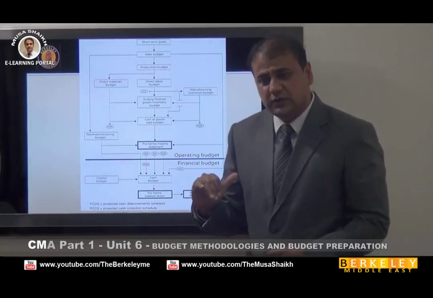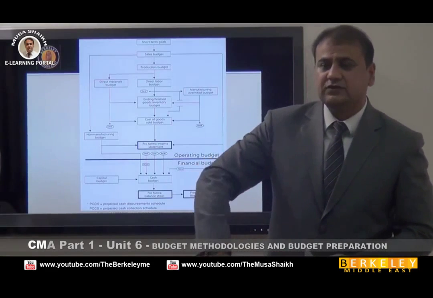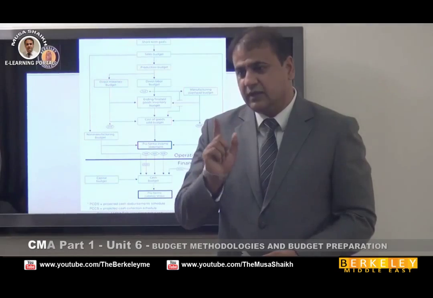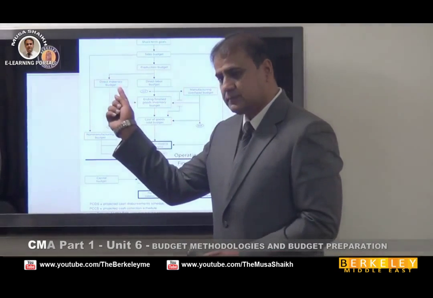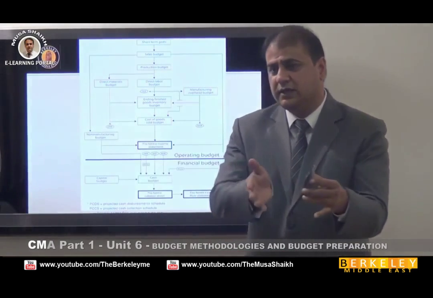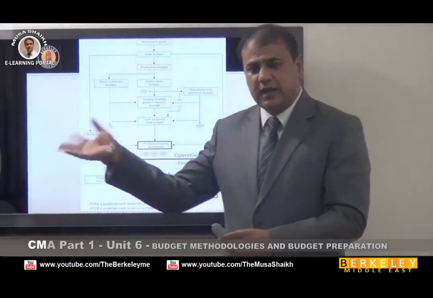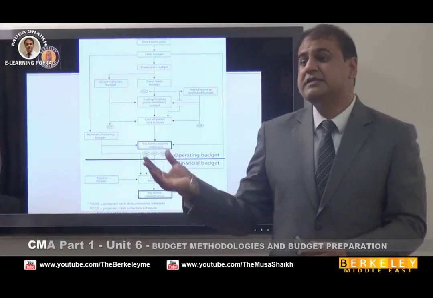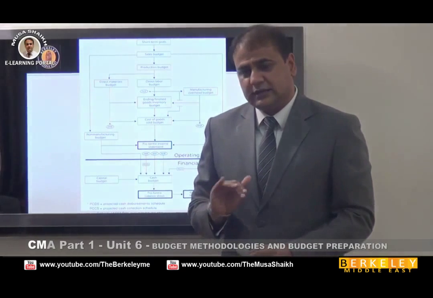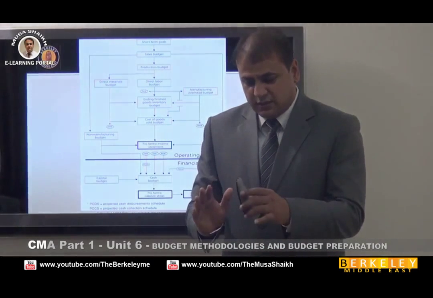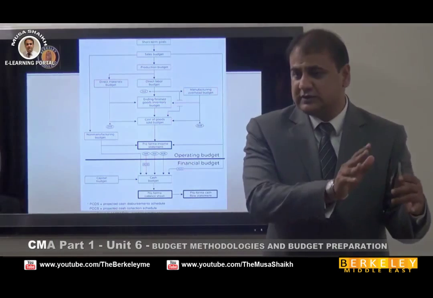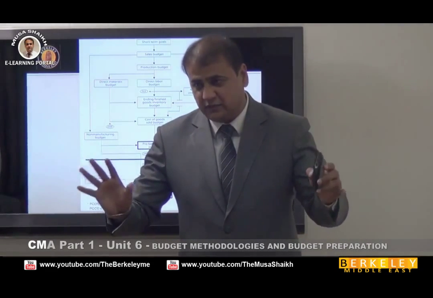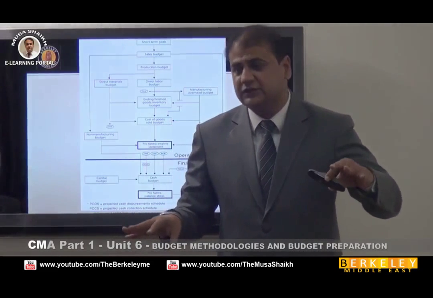What is finished goods? Again, in a manufacturing environment we have 3 types of inventories. One is material, which we buy. We make chocolates, so we buy milk, sugar, other things. This is material. Then we have finished goods, because it's the end of the process. 2 types of inventories are clear: one is material, one is finished goods.